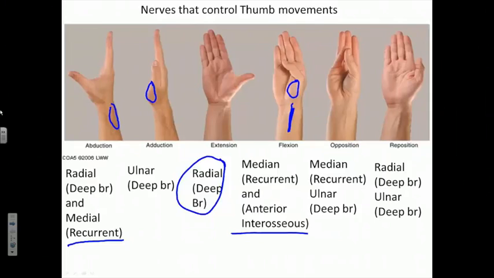Then, opposition is controlled by the recurrent branch of the median nerve, which is obviously serving the thenar eminence, and we throw in the deep branch of the ulnar nerve because it's helping to move the pinky over by innervating the hypothenar eminence muscles in a similar fashion. Then reposition, where we are largely extending and adducting the thumb: extension controlled by the radial nerve, and thumb adduction, that adductor pollicis, controlled by the deep branch of the ulnar nerve.